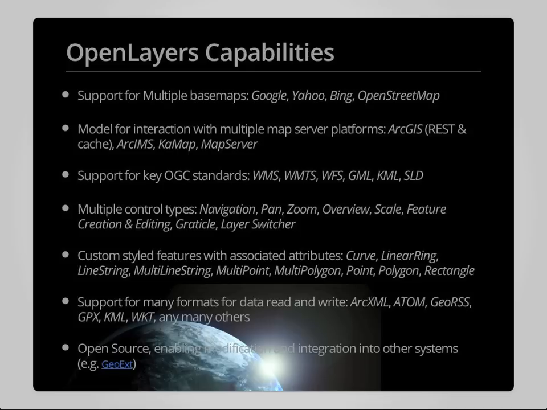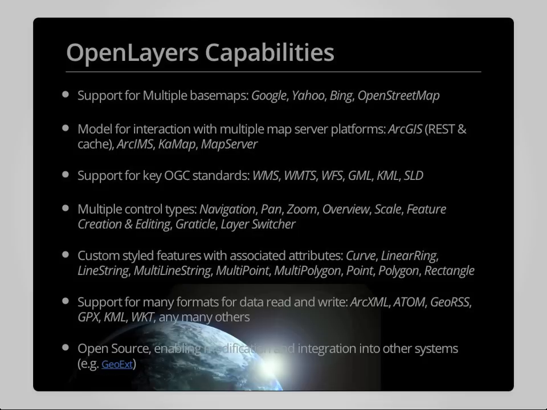So when we talk about OpenLayers, there are a number of things that differentiate it from the Google Maps API that we covered earlier in the semester. And these capabilities are listed here. One key capability is that OpenLayers is actually designed to support multiple base maps, including Google Maps base maps, Yahoo Maps, Bing, and a version of OpenStreetMap that is automatically accessed through the OpenLayers JavaScript framework.